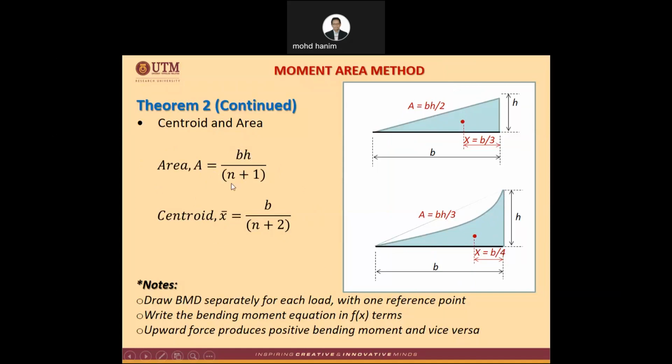A equals BH over N plus 1. For a triangular shape N equals 1, and for the curve N equals 2. So the area equals BH over 3 here, and the centroid is B over 4 when N equals 2. So what is N? Why is it equal to 1, and why is it equal to 2? You can refer to the textbook.